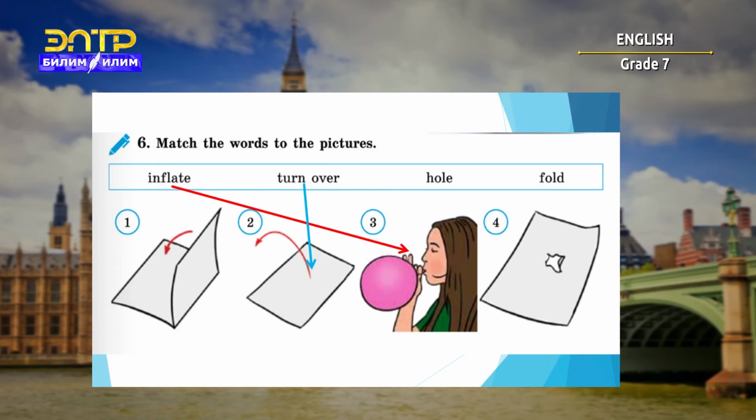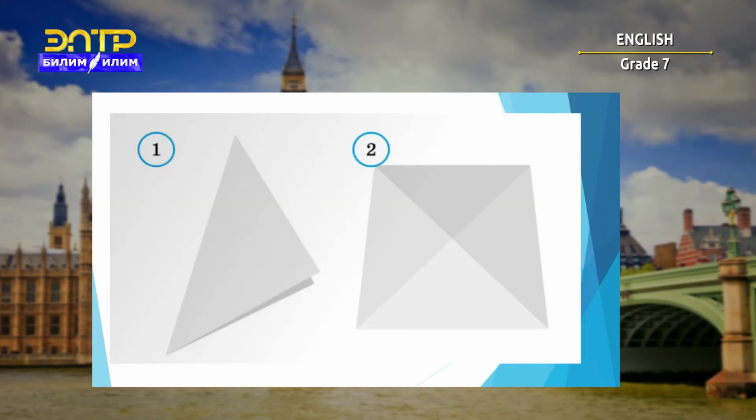And the third one, whole. This word matches with the picture number 4. And the last one, fold. This word matches with the picture number 1. Good job! Now, children, let's make our own origami.